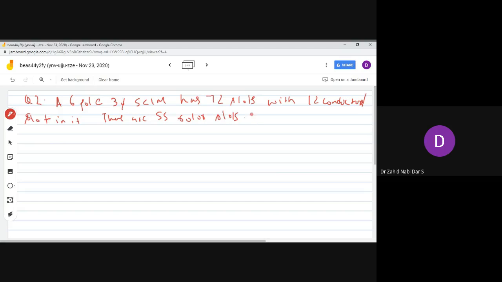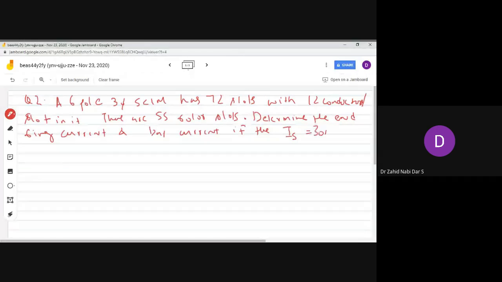It's very simple. Determine the end ring current and the bar current, that is the rotor bar current, if the stator current is 30 amps. So I will write down the given data.